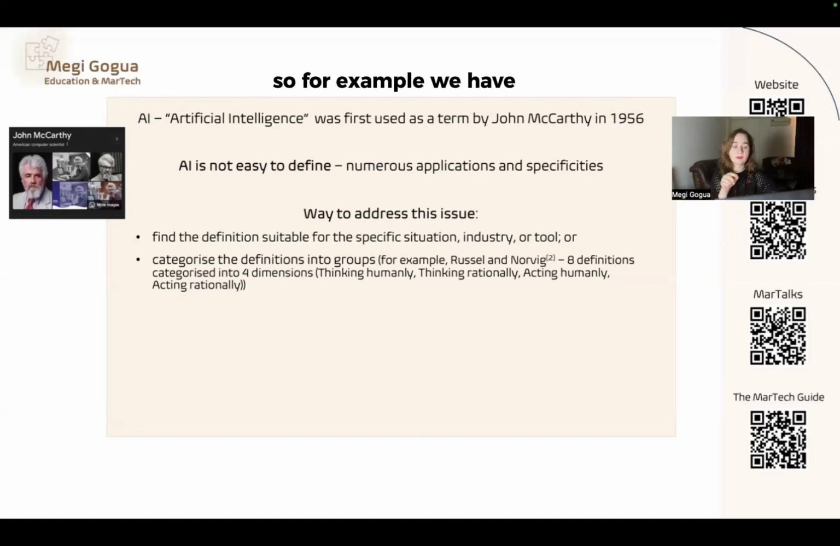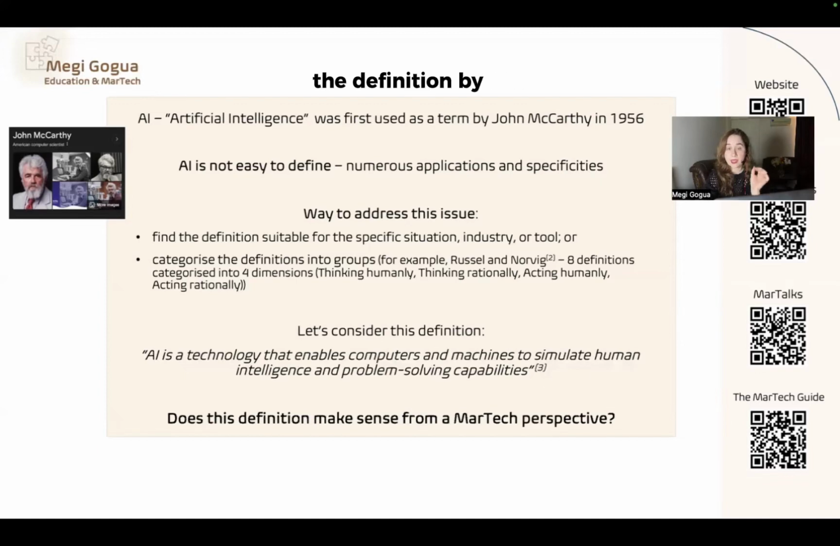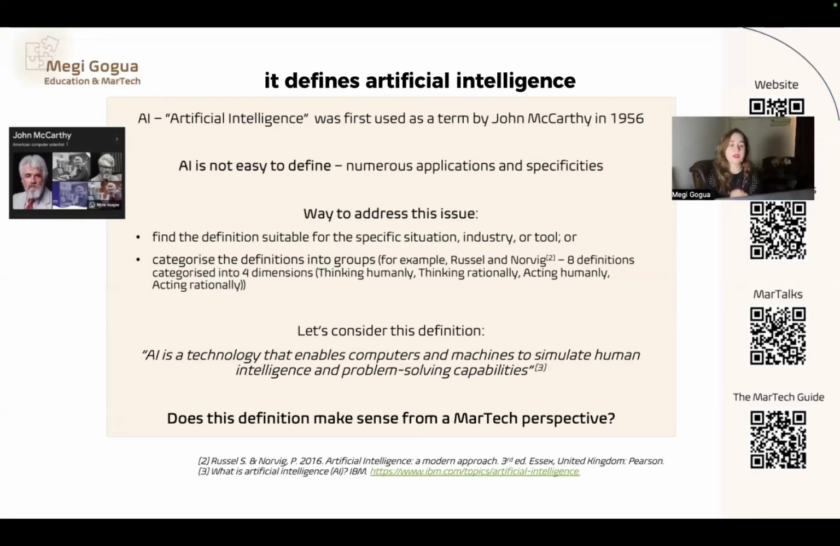So, for example, we have here a source where 8 prominent definitions were categorized into 4 dimensions: thinking humanly, thinking rationally, acting humanly, and acting rationally. As you can see, we have this concept of human intelligence embedded in that, because it's something of a sort of imitating what we would do, but based on much more data available to it and much quicker possibilities for it to learn and forecast. And if we, for example, take the definition by IBM, it defines artificial intelligence as the technology that enables computers and machines to simulate human intelligence and problem solving capabilities.